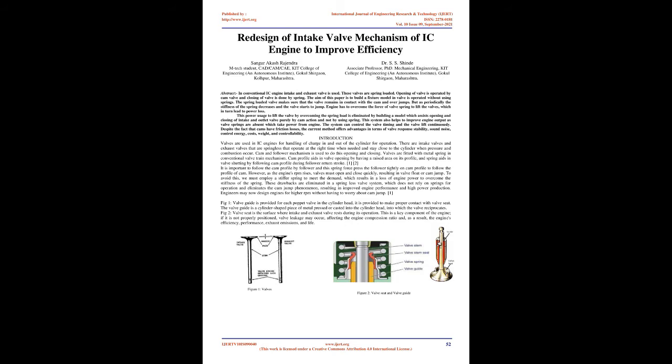However, as the engine's RPM rises, valves must open and close quickly, resulting in valve float or cam jump. To avoid this, we must employ a stiffer spring to meet the demand, which results in a loss of engine power to overcome the stiffness of the spring. These drawbacks are eliminated in a spring-less valve system, which does not rely on springs for operation and eliminates the cam jump phenomenon, resulting in improved engine performance and high power production. Engineers may now design engines for higher RPM without having to worry about cam jump.